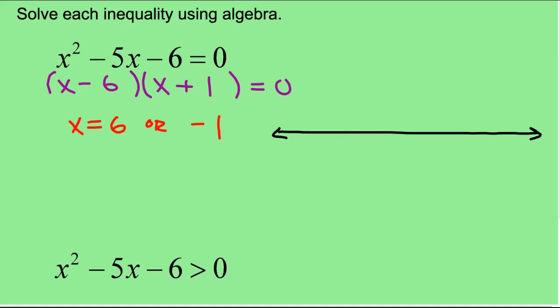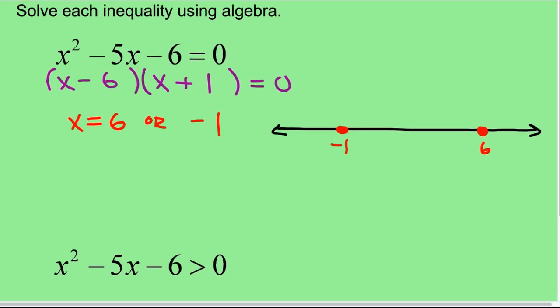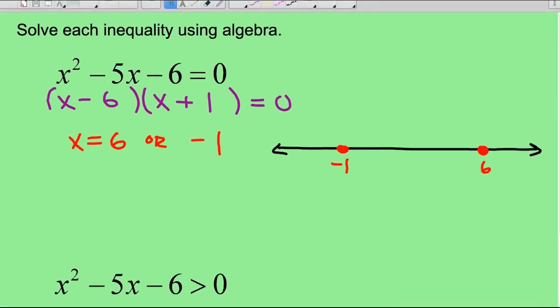It'd be like, oh yeah, all right, the -1 and 6. Yep, there's your solution. It's just those two dots. Right? I mean, we really don't do a number line just when it's an equation because it would just be dots. But if it's an inequality, then yeah, we're going to need to use a number line.